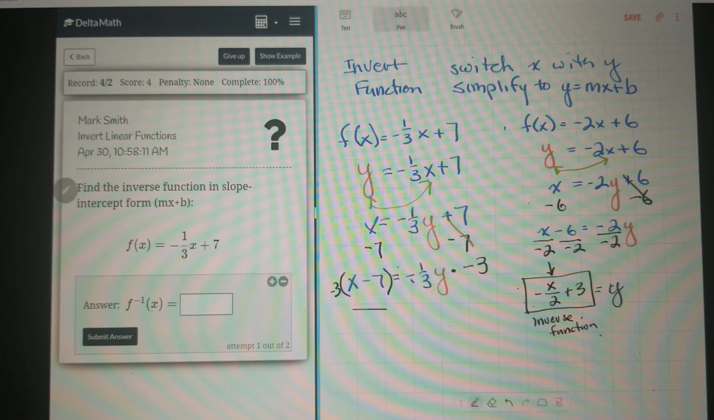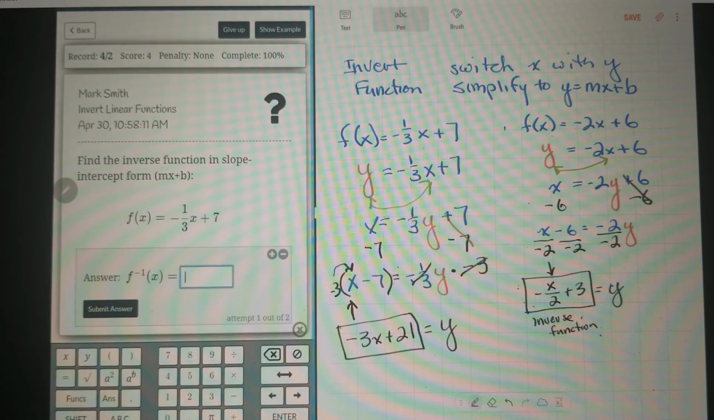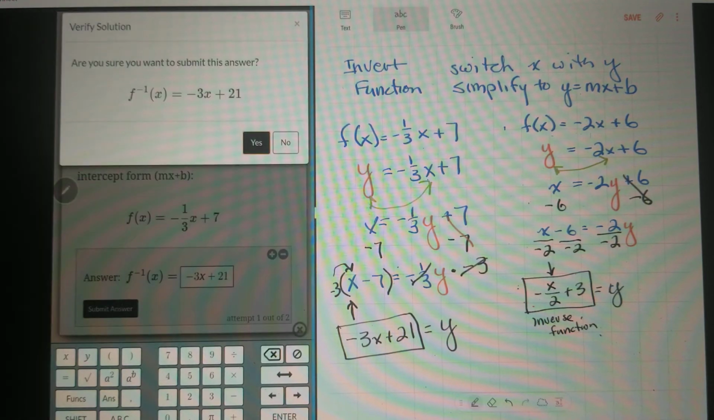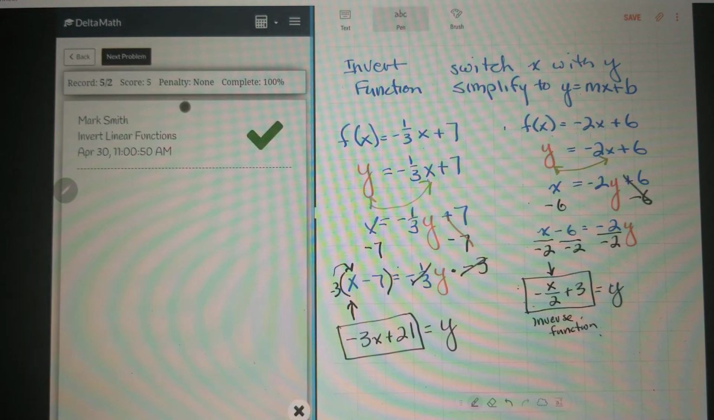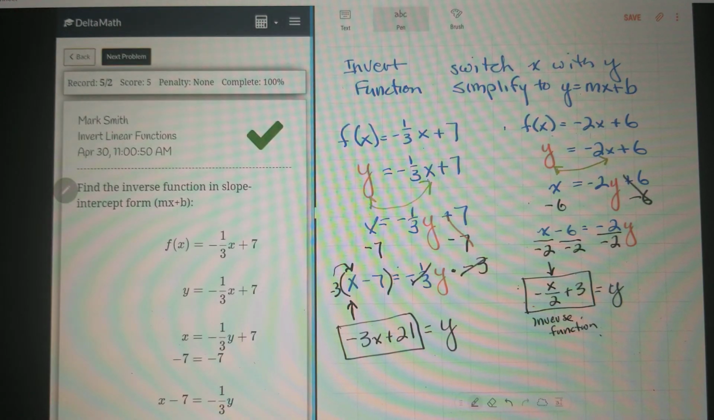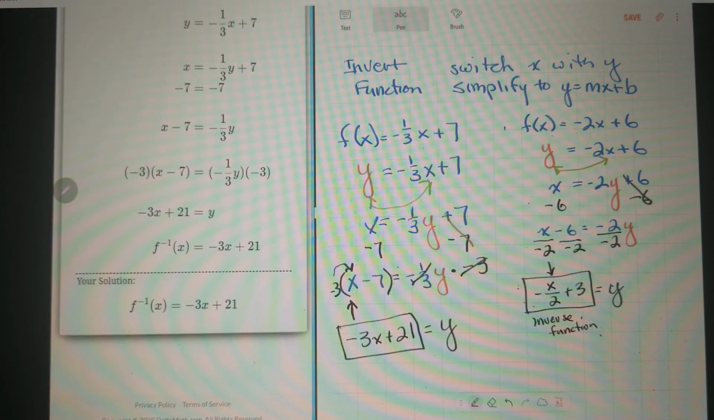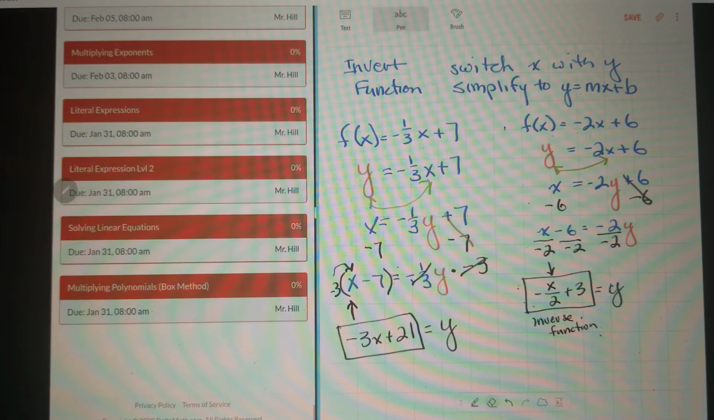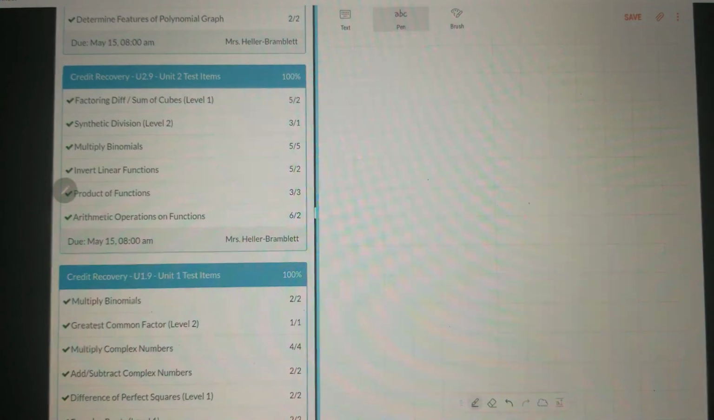Now we have a negative 3x when we do the distribution, and we have a positive 21, and the y is by itself, so there's our answer right there: negative 3x plus 21. Submit answer. Yes, I like it. So there's a couple examples of that one. While it's thinking, get rid of this stuff over here.